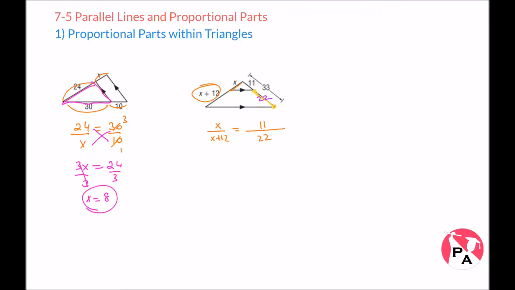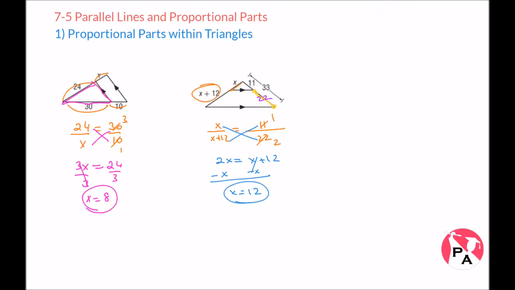So 11 and 22 can be simplified by dividing each number by 11. It becomes 1 over 2. Now if you cross multiply, we get 2 times x equals x plus 12. Subtract x from each side, we get x equals 12 for this question.